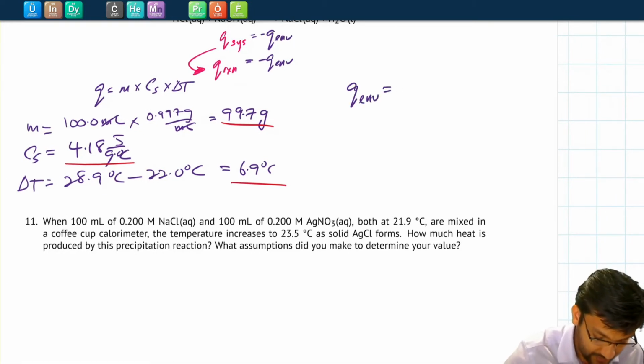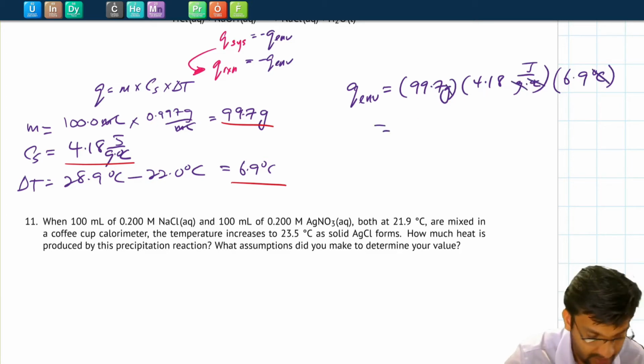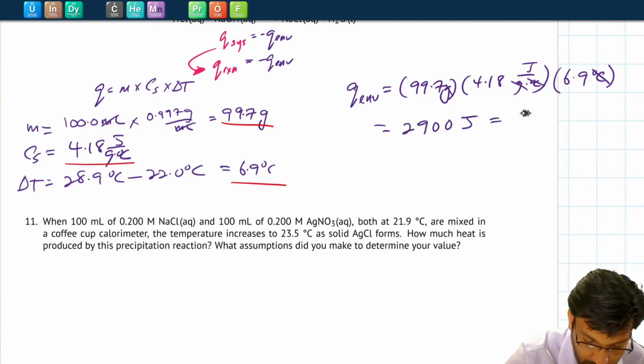The heat from the environment then will be 99.7 grams times 4.18 joules per gram per degree Celsius times the temperature difference of 6.9 degrees Celsius. So degrees Celsius cancels out, grams cancels out, and we're left with two significant figures, a heat for the environment of 2900 joules, which is the same as 2.9 kilojoules.